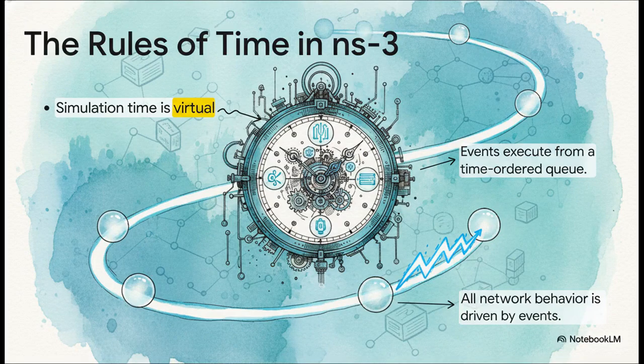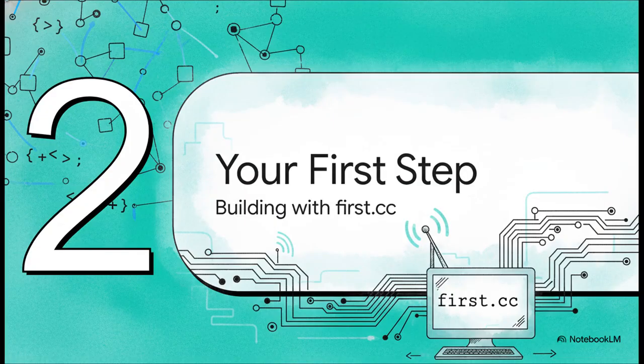And that perfectly illustrates the fundamental rules of the game. First, simulation time is totally virtual. It's got no connection to real-world time. Second, events are always pulled from a list that's sorted by time. The simulator just jumps from one event to the next. And finally, and this is the big one, everything that happens in the network, from a packet being sent to a timer going off, is just an event on this list. Once you get that, you've really understood the heart of NS3. So, with that foundation, let's see how this all comes together to build our first network.